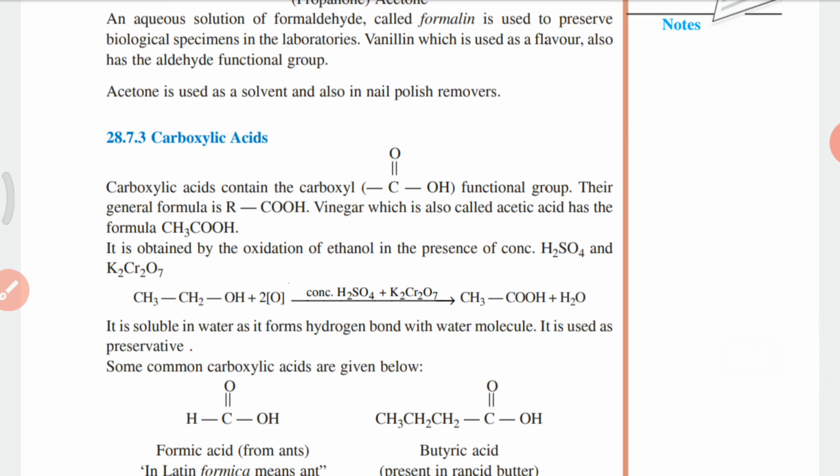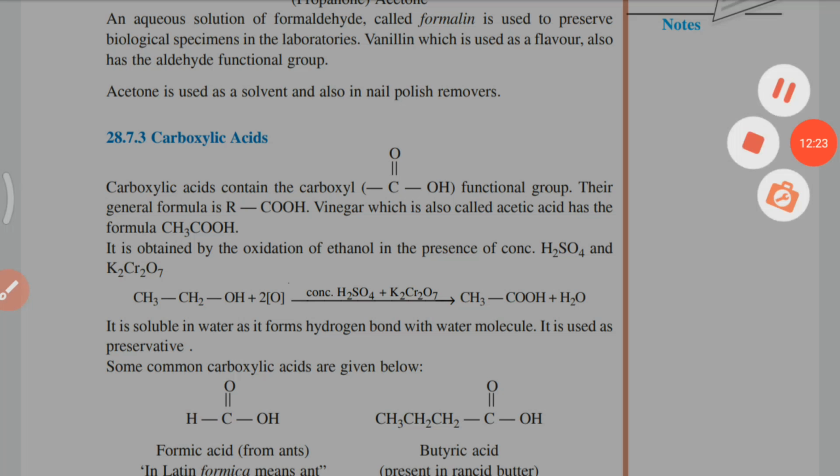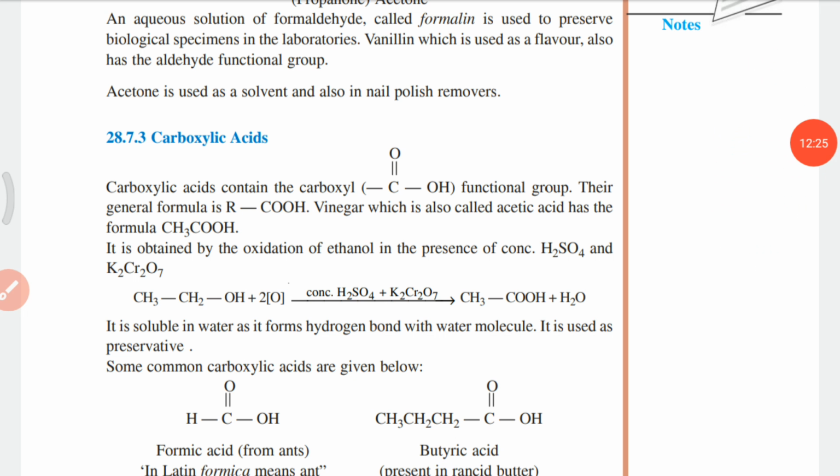Carboxylic acid. Carboxylic acid is known as the oic acid group. Vinegar is an example of a carboxylic acid. It is known as acetic acid. The formula is CH3COOH. CH3COOH is the formula of acetic acid.